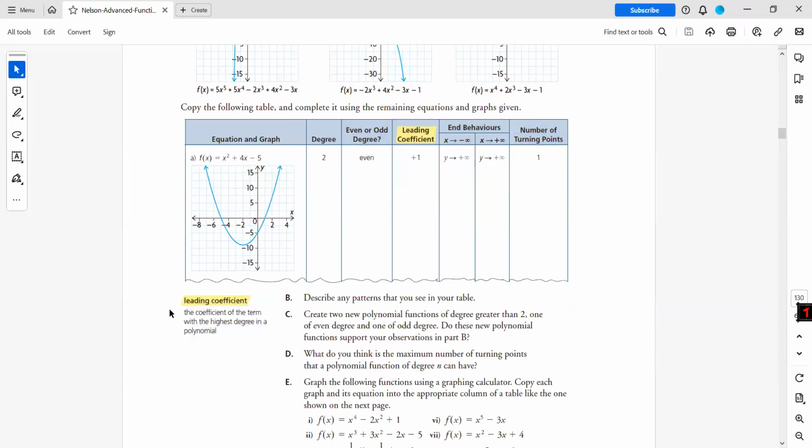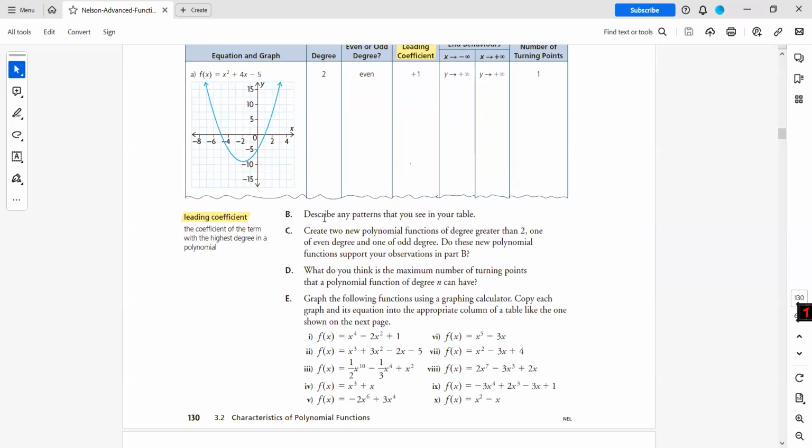And what is the leading coefficient? The coefficient of the term with the highest degree in a polynomial. I'm emphasizing this because this is one of the crucial characteristics of polynomial functions, which may be forgotten by the student when he's writing his test, which leads to silly mistakes. And this is one of a few things that you have to do while evaluating polynomial functions.